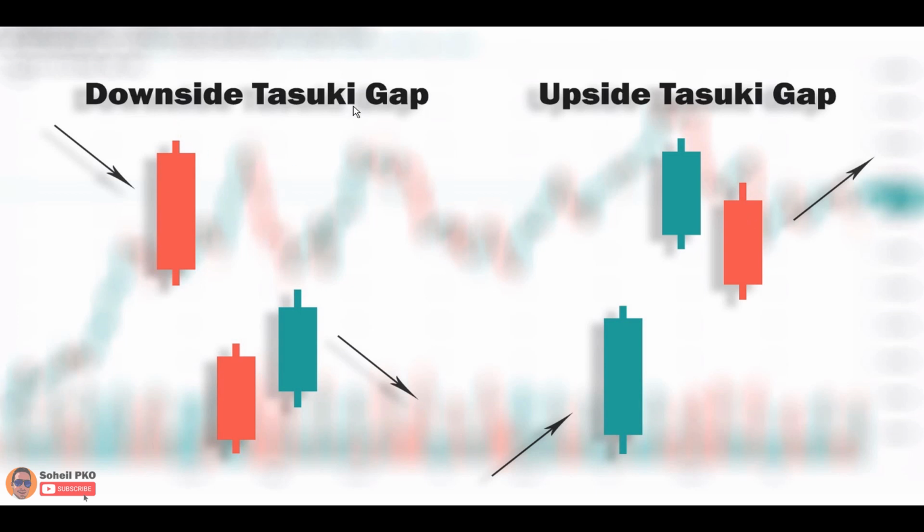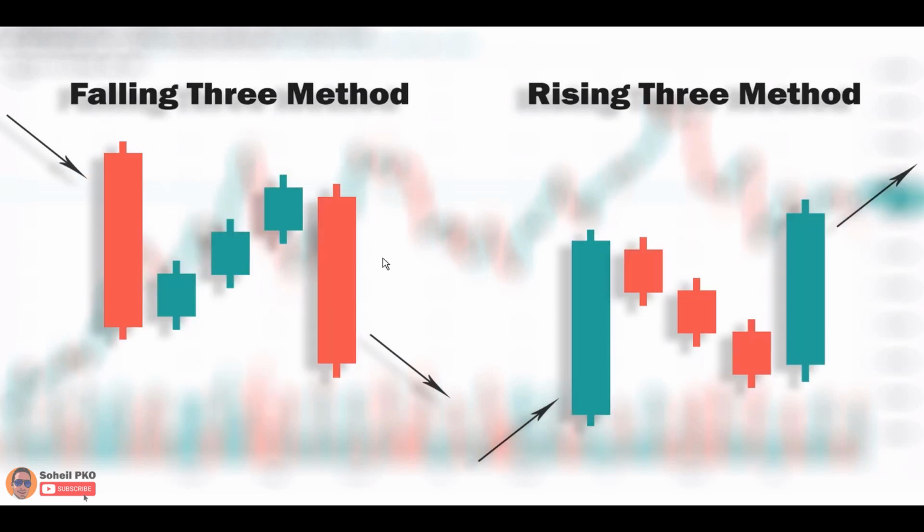And downside Tasuki gap is similar to the upside one, but in the opposite direction. Here the pattern forms in a downtrend and it shows the possibility of continuation. The first candlestick is a medium to long red candle, and the second one is a short to medium red candle that is opened with a gap, and its high is lower than the previous candle low. And the third one is a medium green candle that is opened in the body of the previous candle but could not succeed in filling the gap, and it's closed below the first candle closing, which shows that there is more possibility for continuation.